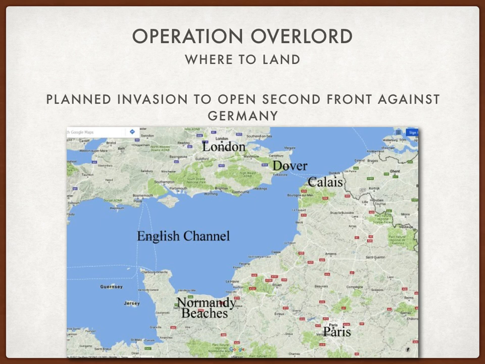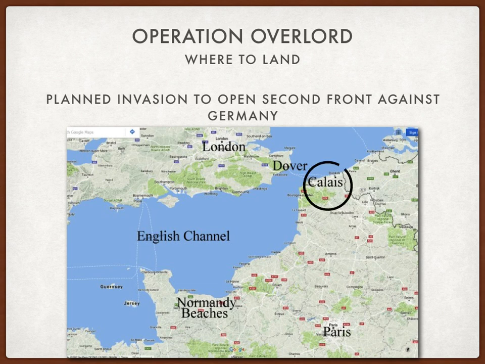The next thing we're going to look at is Operation Overlord. So this was the planned invasion to open a second front against Germany. The Soviet Union had been looking for a second front to be opened for a long time, and finally in 1944 the British, United States and Canadians were in a position to actually open up a front.